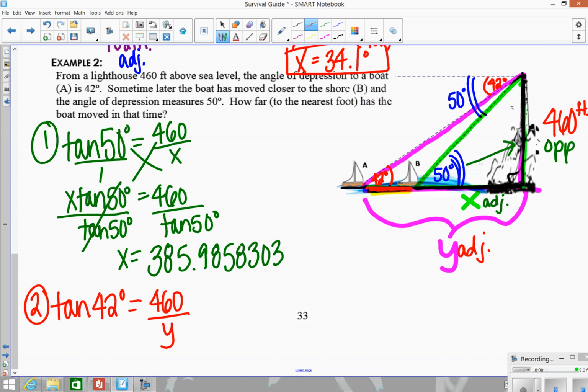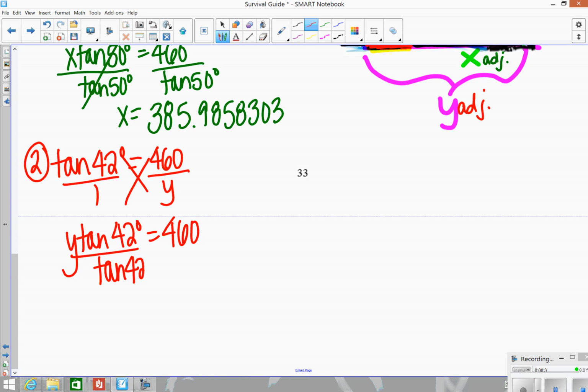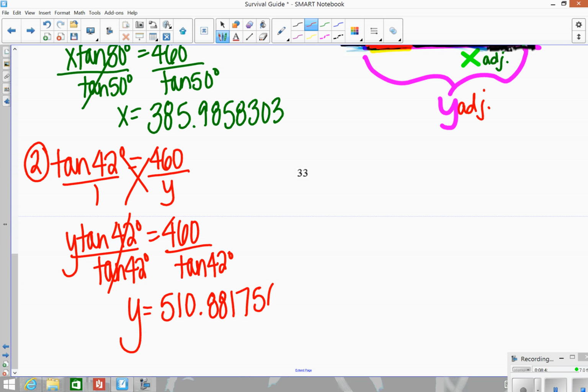And then from there, cross multiply. y times tan of 42 equals 460. Divide both sides by tan of 42. Make sure that when you divide, you're dividing by this in parentheses. So you get y equals 510.8817568. And then from there, you need to subtract these two to find the distance between the two boats.